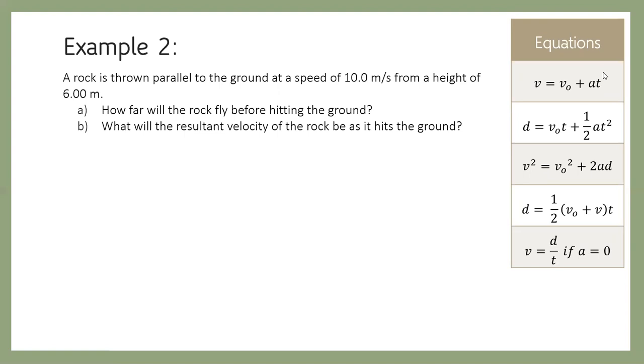So to start off this question, we'll read it carefully and see what information we can extract. A rock is thrown parallel to the ground at a speed of 10 meters per second from a height of 6 meters. A, how far will the rock fly before hitting the ground? B, what will the resultant velocity of the rock be as it hits the ground? Now, resultant velocity should make you think back and go, oh crap, do I remember vectors from last semester? But before we get there, let's get A calculated first, okay?